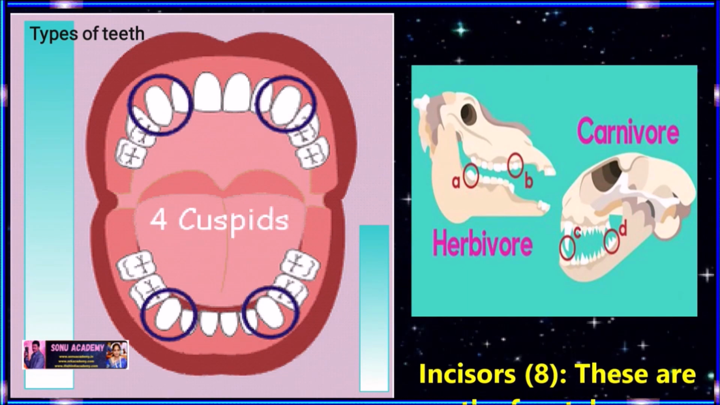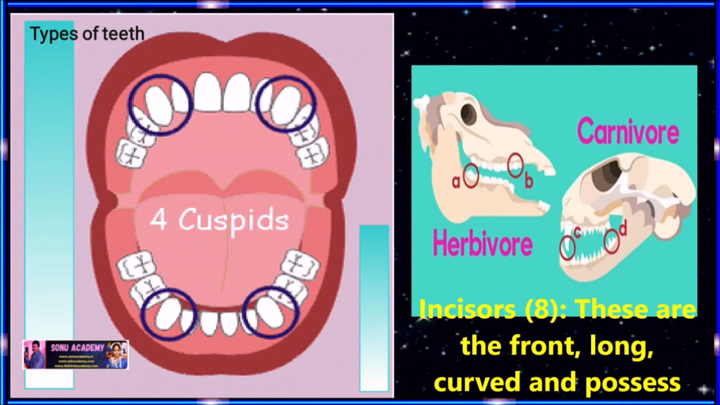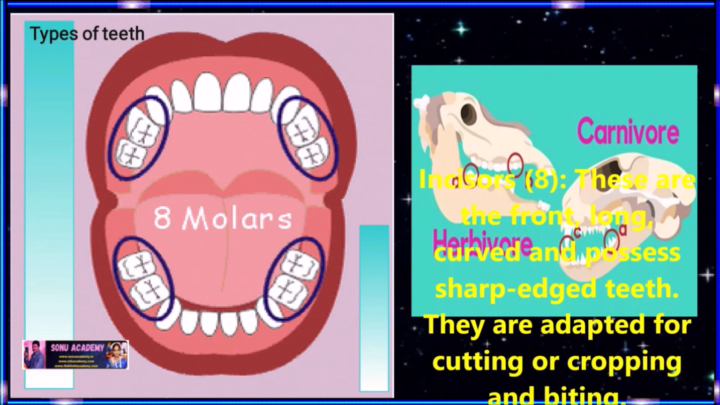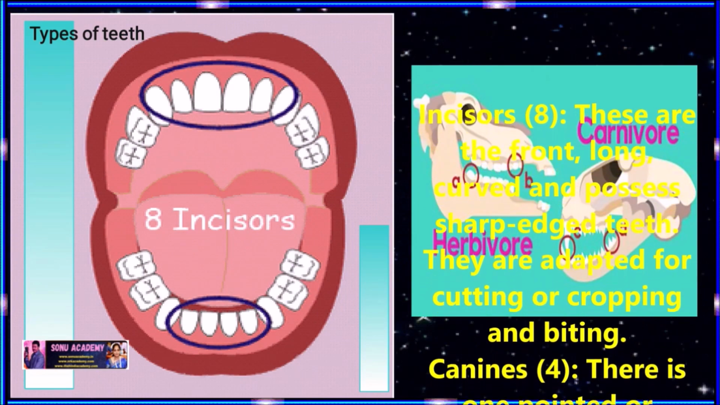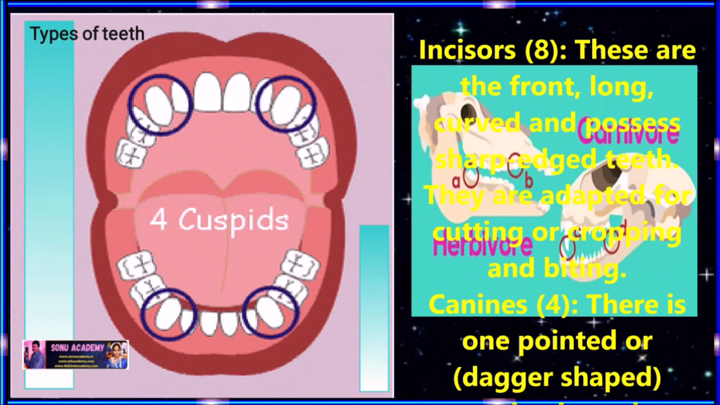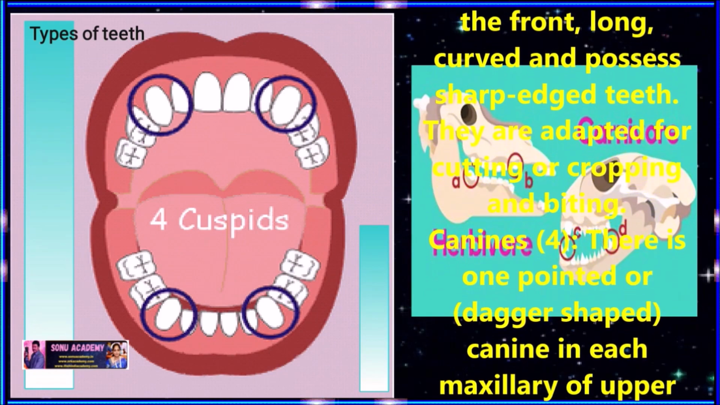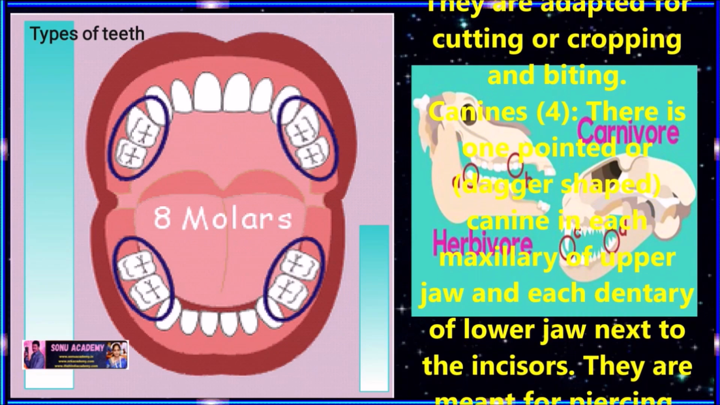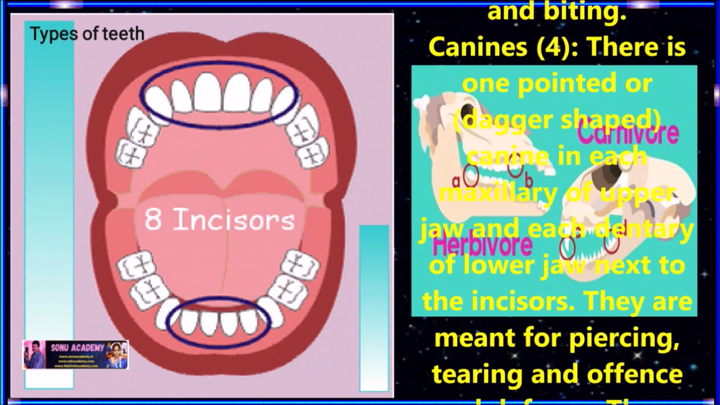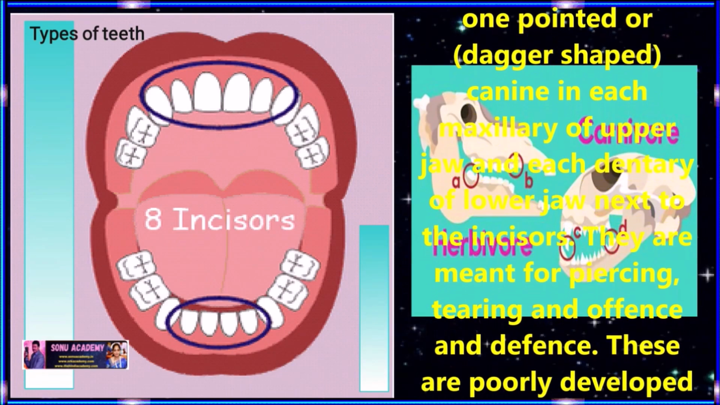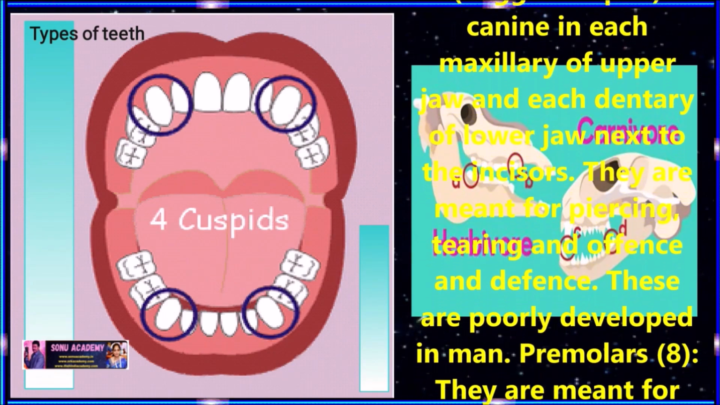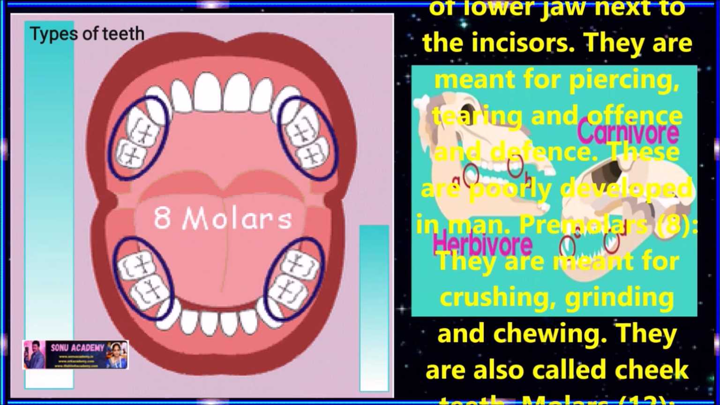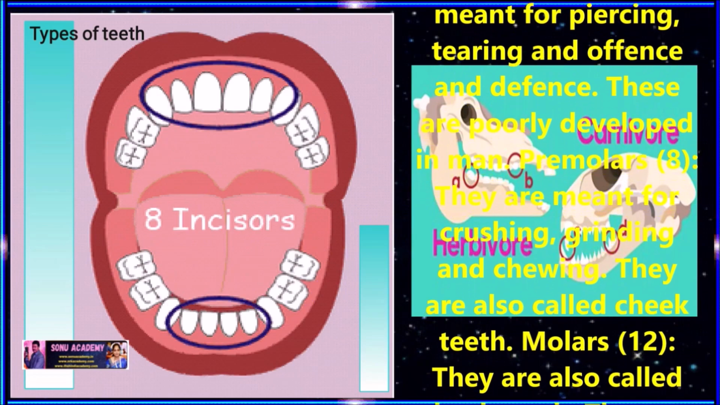Now let us discuss about incisors 8 which are present in heterodont type of teeth. These are present at the front and are long, curved and possess sharp edges. They are adapted for cutting or cropping and biting. Canines. 4 canines are present. These are one pointed or dagger shaped canine in each maxilla of upper jaw and each dentary of lower jaw next to the incisors. They are meant for piercing, tearing and offense and defense. These are poorly developed in man.